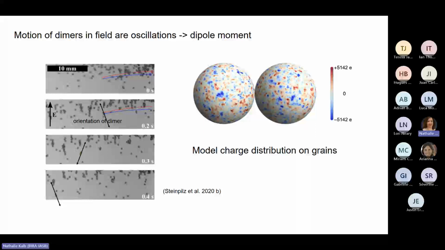And we did some experiments, for example, in the drop tower, where you see these dimers oscillating. And that gives you a dipole moment. With the net charges, you cannot explain these dipole moments, but you need something like that.